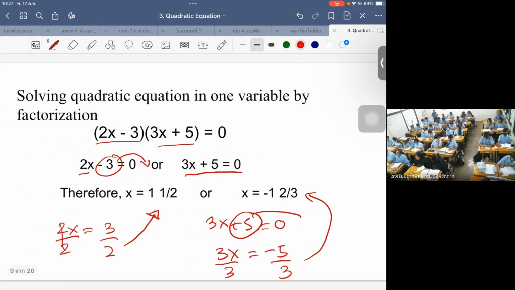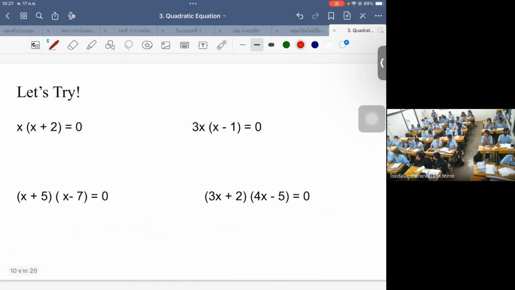So now, in your notebook, class, answer these 4. Okay? Let's try the 4 items by using factorization, getting the quadratic equation, solving in one variable. So start now. Answer the 4 items.